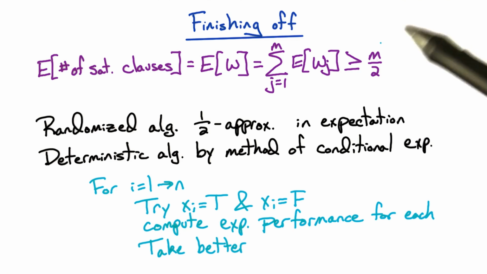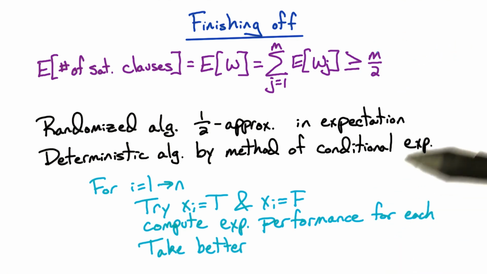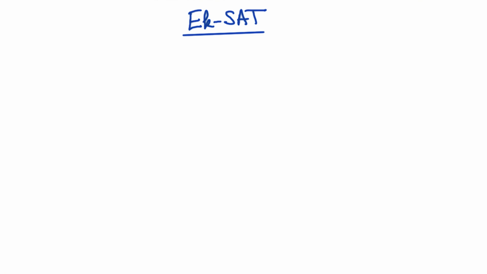Intuitively, if the average is at least m over 2, there must be at least one setting which achieves the average. Now there's one important point that we have to make about the performance of the algorithm, which will be useful later.